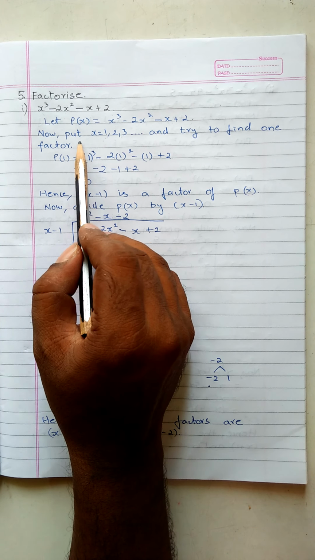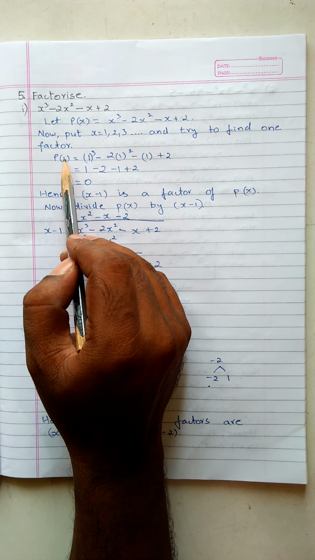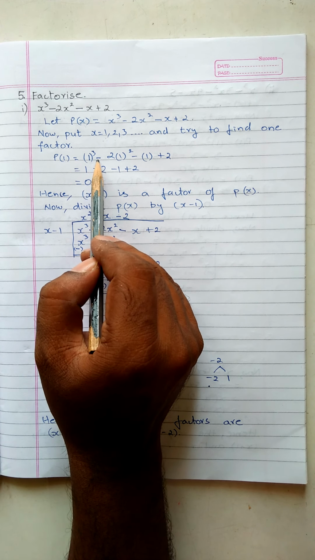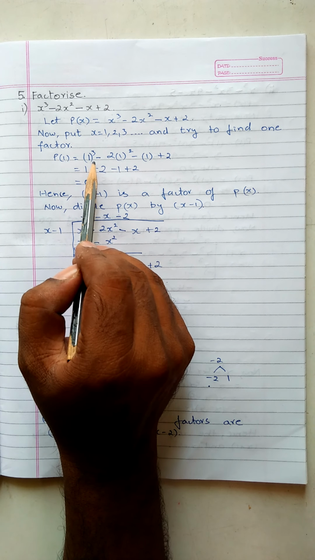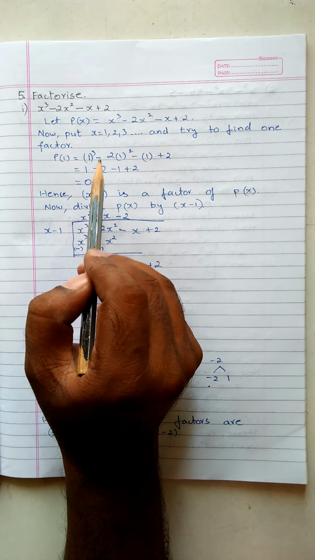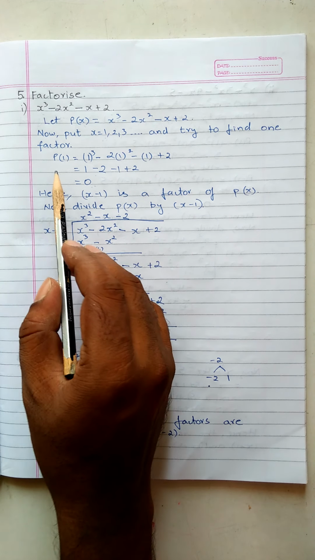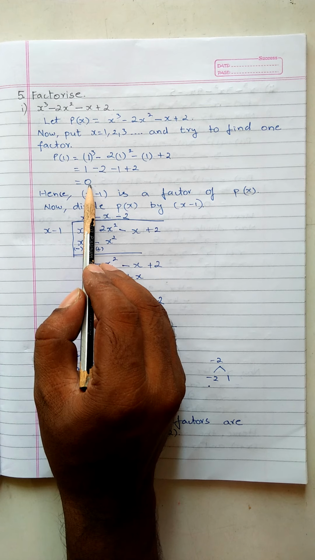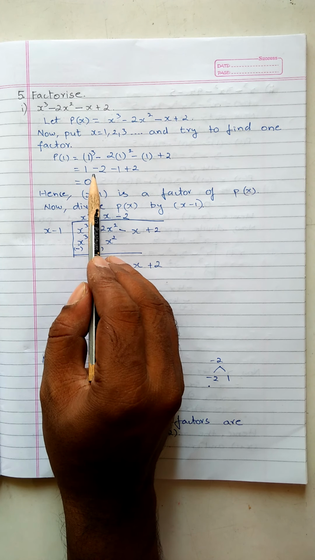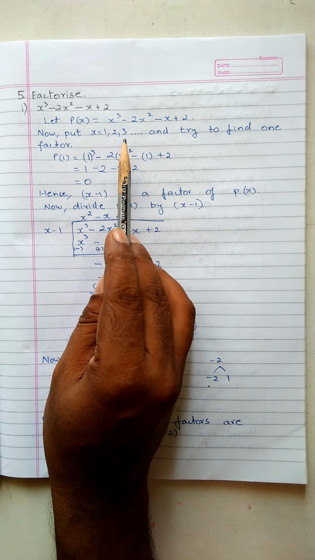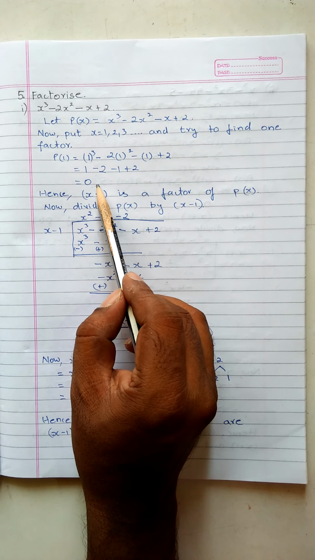So first, instead of this x, I will take plus 1. p of 1 is equal to 1 cube minus 2 into 1 the whole squared minus 1 plus 2. When we simplify, I am getting 0. So in the first step itself we got 0. In case I am not getting 0 and I am getting some other number, I want to check for minus 1. Then I will be checking for 2, then minus 2, 3, minus 3. Like that, we should change one number and check what the first factor is.